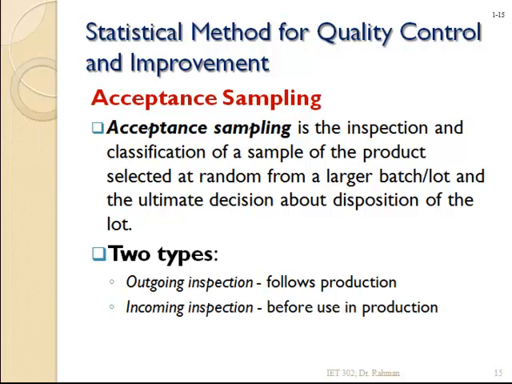And there are two types of acceptance sampling planning. I just mentioned that one would be outgoing, before delivery, and another is incoming, after we receive the product.